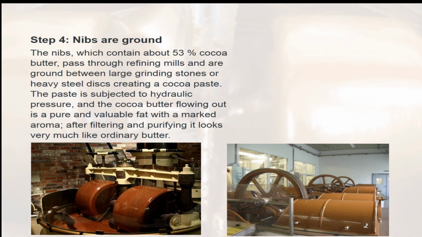Step 4. Nibs are ground. The nibs, which contain about 53% cocoa butter, pass through refining mills and are ground between large grinding stones or heavy steel discs, creating a cocoa paste. The paste is subjected to hydraulic pressure, and the cocoa butter flowing out is a pure and valuable fat with a marked aroma. After filtering and purifying, it looks very much like ordinary butter.